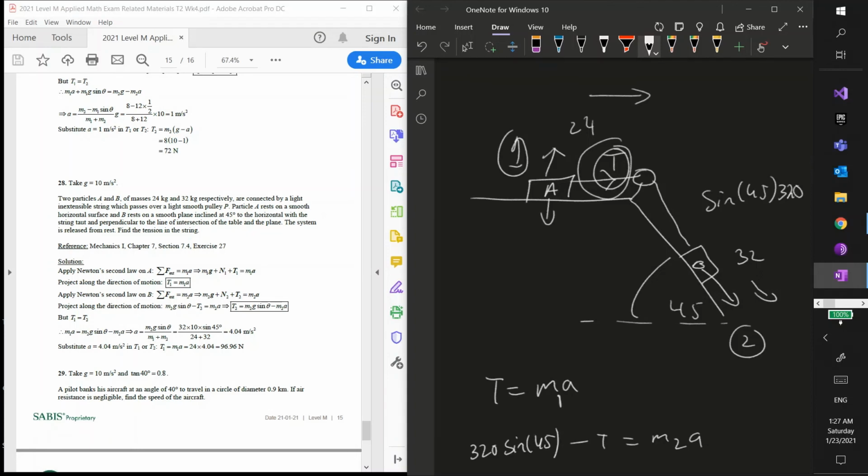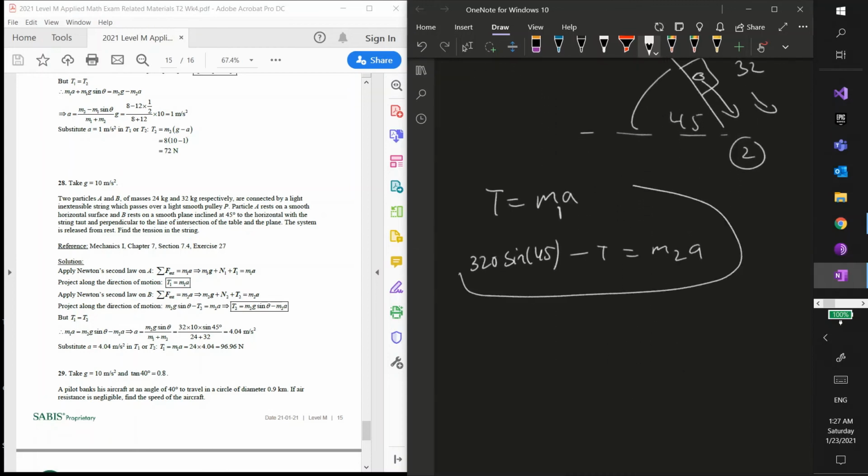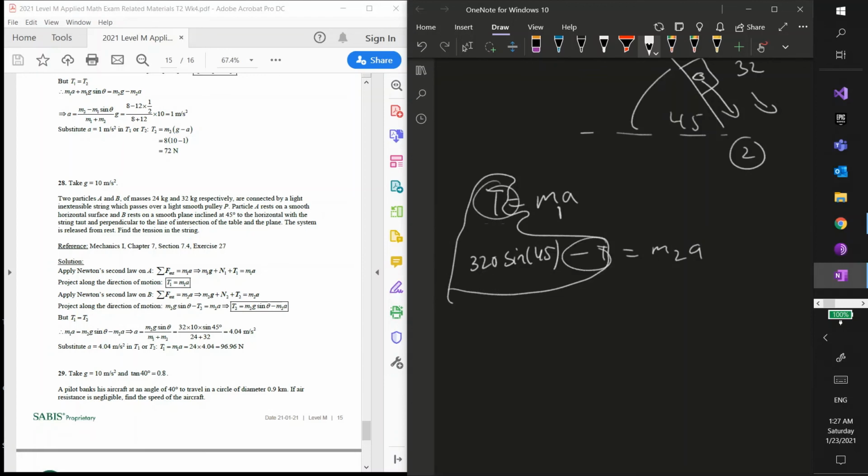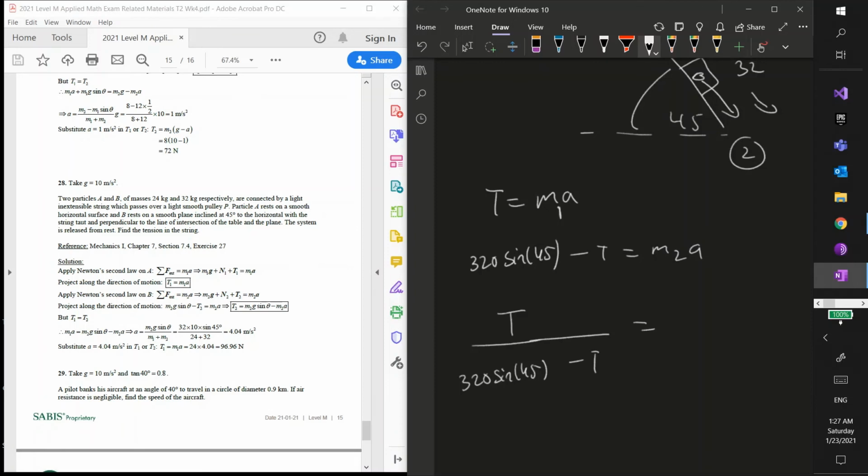Now we just need to solve these equations. We can't directly solve for tension, because if you simply add these two, the tension cancels out, T and minus T would be 0. But if we do that, we can solve for the acceleration, and once we have the acceleration, we can find tension. Or actually, forget that, we don't need to do that. Take the ratio of both. T over 320 sine 45 minus T is equivalent to m1a over m2a, right? A cancels with A. Now we can just solve for T. That's way simpler. M1 is 24, M2 is 32.